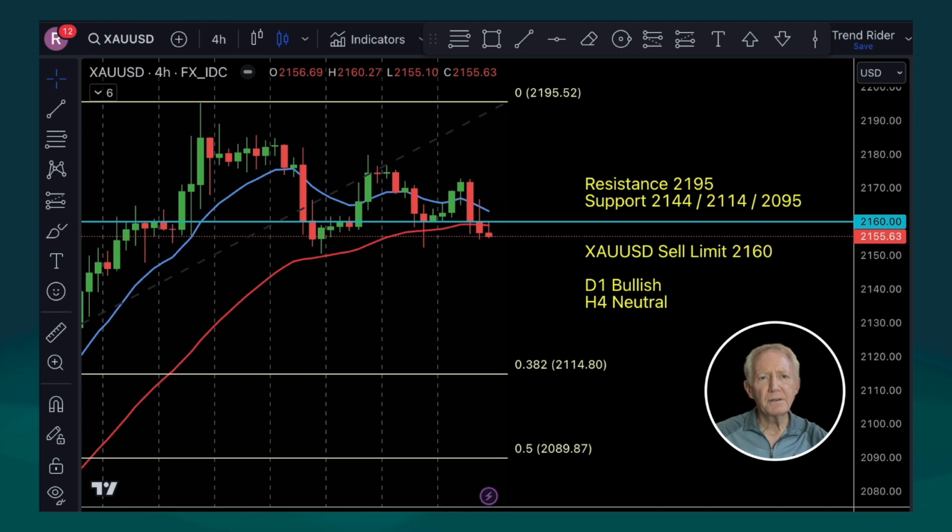Be patient. Let the market come to you. You can be successful trading Forex. Don't chase the candles. Let the market come to you.